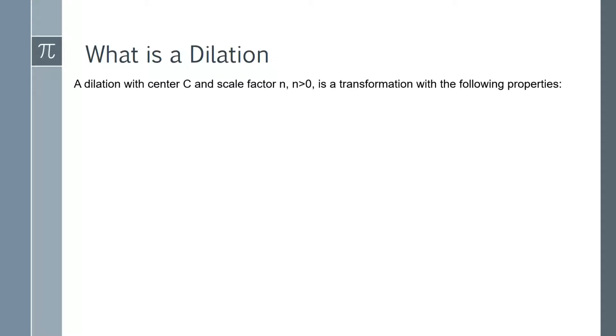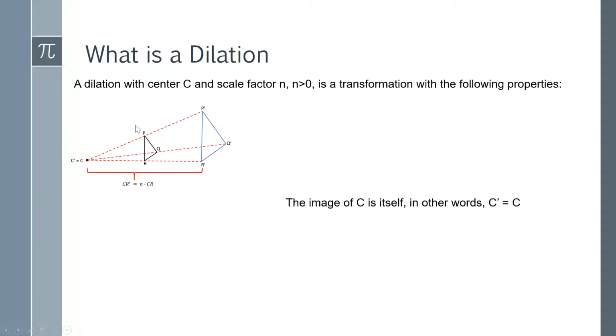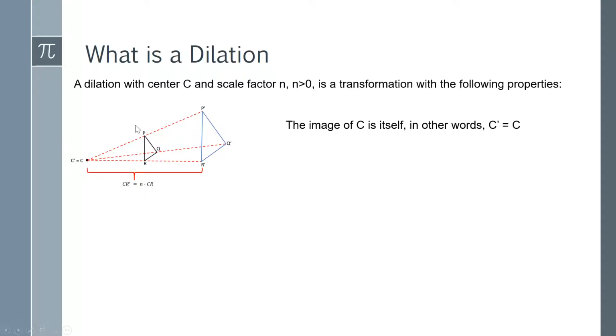So let's take a look at what happens with a dilation. Here is what a dilation looks like. You see that the size will change as we go through the process. The image of C, which is the center, is itself. In other words, C prime equals C. That's not a big deal. That just lets you know that C won't move. The center of dilation will stay where it is.